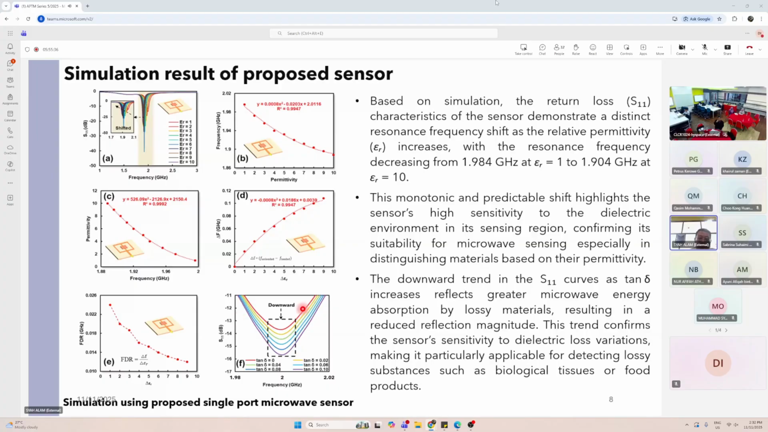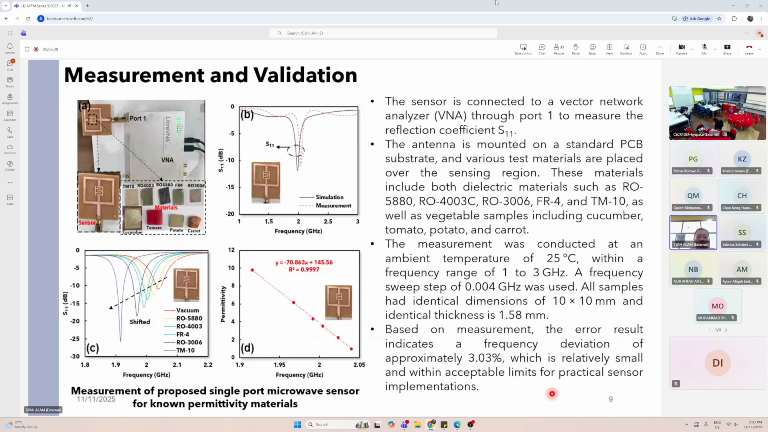And we can see in this figure, if we change the value of the tangent delta, the S11 goes downward. The downward trend in the S11 curve as the tangent delta increases reflects the greater microwave energy absorption by lossy materials, resulting in a reduced reflection magnitude. This trend confirms the sensor sensitivity to electric loss variation, making it particularly applicable for detecting lossy substances such as biological tissue or food products.